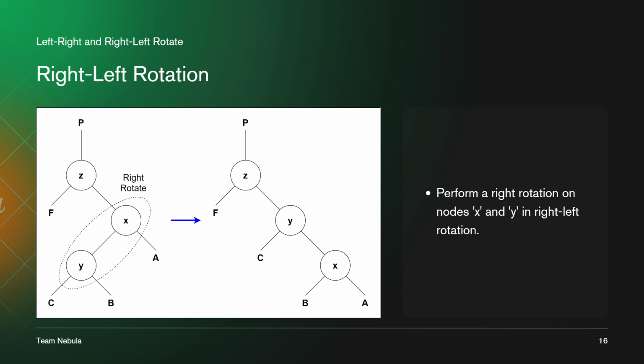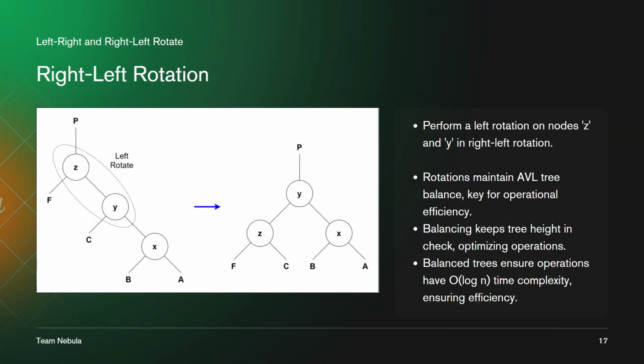Right-left rotation. Conversely, in right-left rotation, we start with a right rotation on the nodes X and Y. After that, we do a left rotation on nodes Z and Y. These rotation operations are essential for maintaining the balance of the AVL tree, ensuring it remains efficient for various operations. Balancing is crucial because it keeps the tree's height in check and guarantees that search, insertion, and deletion operations are efficient with the time complexity of O(log n).